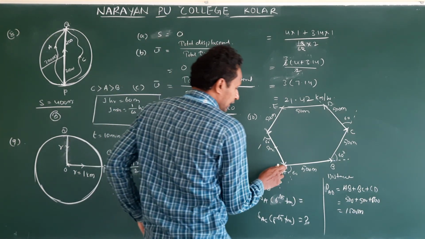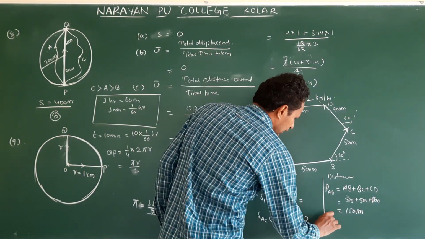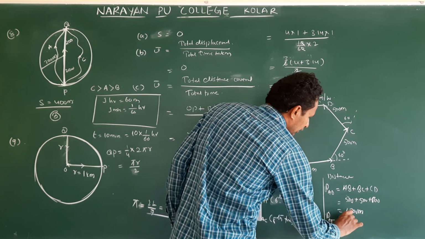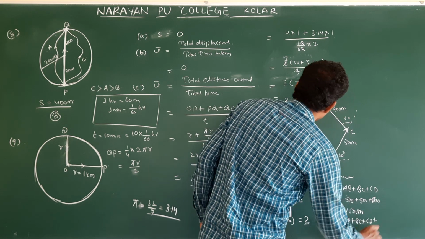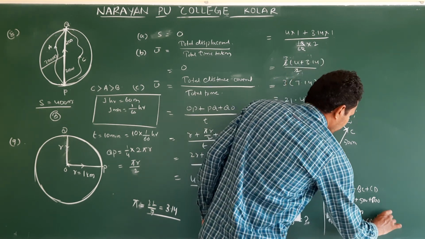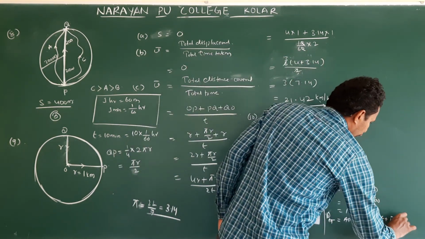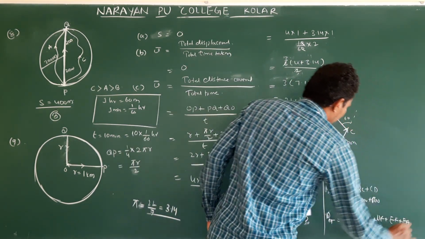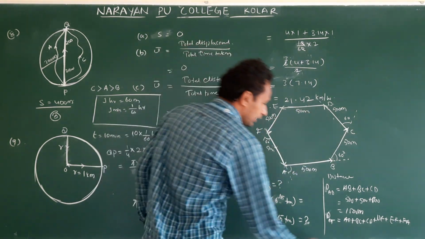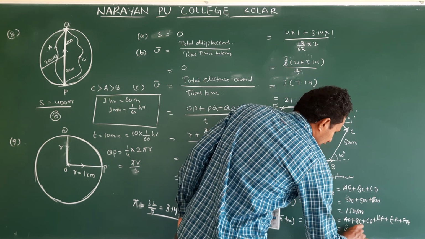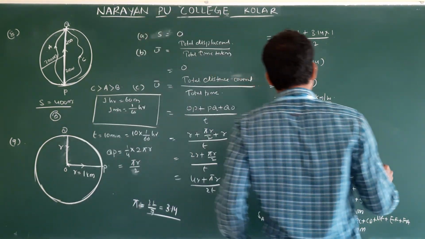First case done. Second case, sixth turn. Sixth turn means we come back to A. So how do you write it? Displacement A to A. Then distance is AB plus BC plus CD plus DE, next you take here F, EF plus FA. Total how many 500s? 1, 2, 3, 4, 5, 6. Six 500s, which is 3000 meters.